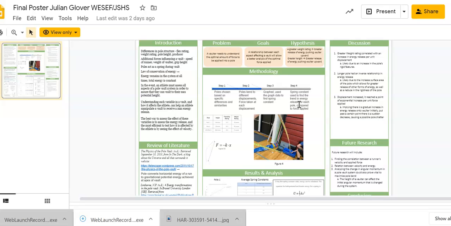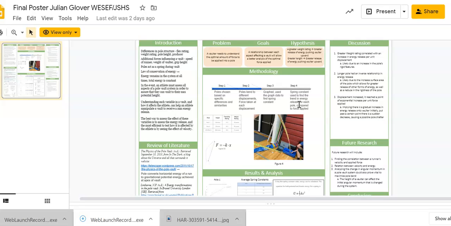So for my methodology, first I set up an experiment where I chose 3 different poles based on their specific differences. 2 of the poles had the same weight, 2 of them had the same height, and they all had very similar producers and were made of the same material.